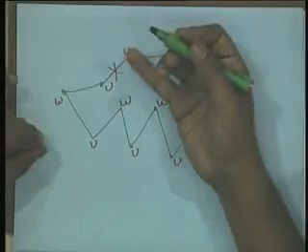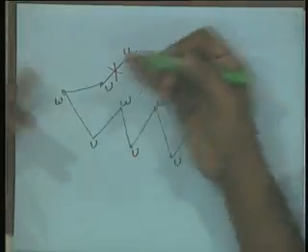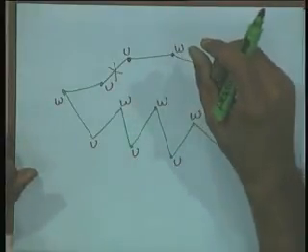I started with a U, but this could easily have been a W, and you would have two adjacent vertices which are both labeled W.